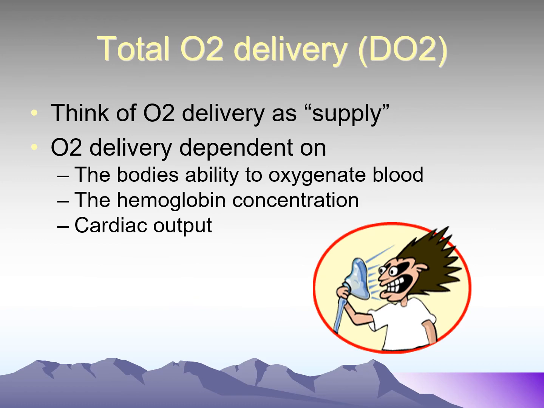Okay, so when we look at oxygen delivery, we can look at it as the supply. Okay, so DO2, where we look at how much supply is actually available to the tissues. And this is going to be dependent on the body's ability to oxygenate the blood, so how well our lungs are functioning, the actual hemoglobin concentration, so how much is available there, and our cardiac output. Are we able to get it out to where it needs to be?